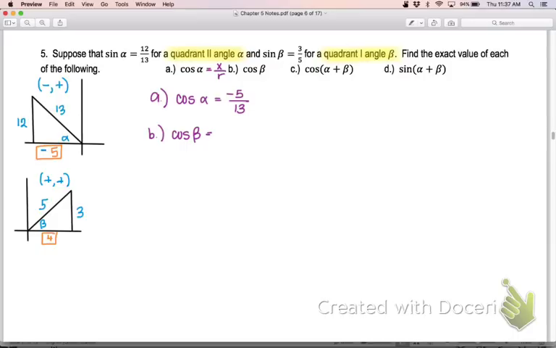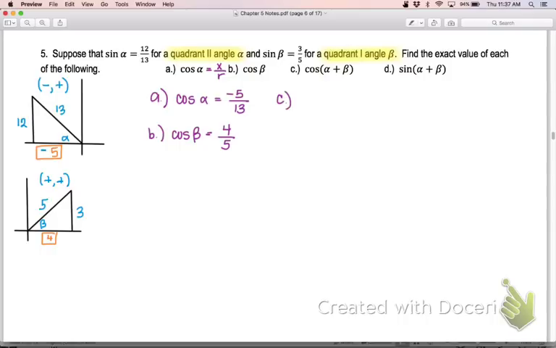So the cosine of beta, now we got to go to our beta triangle, and we see that adjacent is 4 and the hypotenuse is 5. So cosine of beta is 4/5. Now we know sine of alpha and cosine of alpha. We know sine of beta and cosine of beta. So now we can start working on C and D. We cannot answer those questions until we know both.